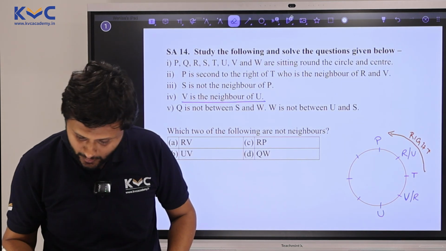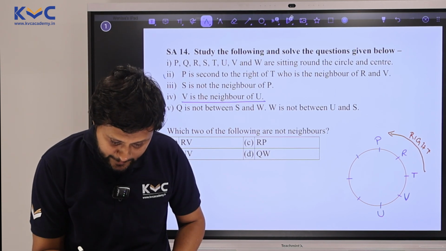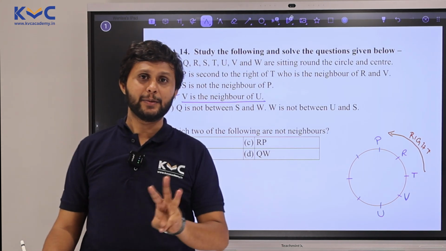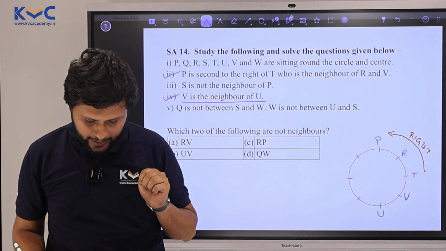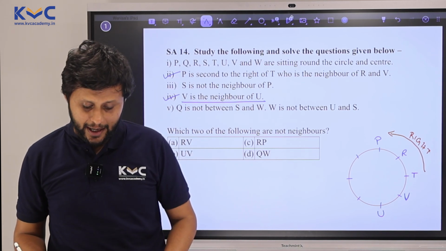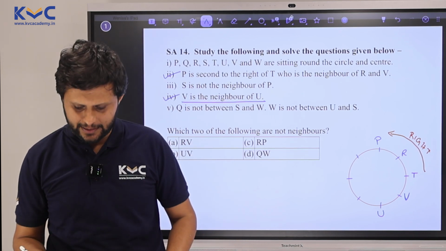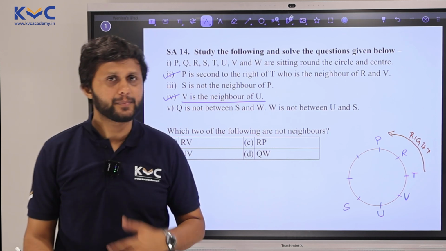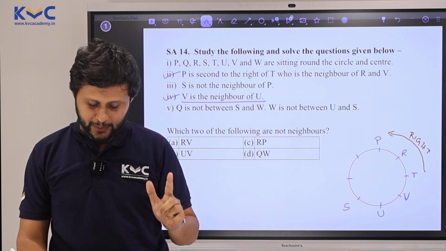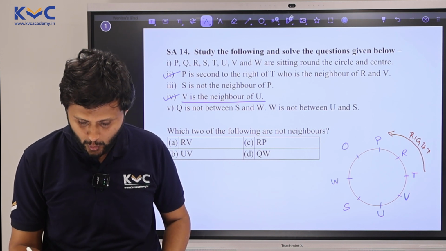Fine, so I'll rearrange now. I know this is V and this is R. So this condition is satisfied, and this condition is satisfied. Two conditions are satisfied. How many more places? Three more places. And how many letters are remaining? Three: S, W, and Q. S cannot be neighbor of P, so S can take the remaining two spaces. Let me put S over here, and let's make changes if it does not match. Q is not between S and W, so I can put W over here and Q over here.